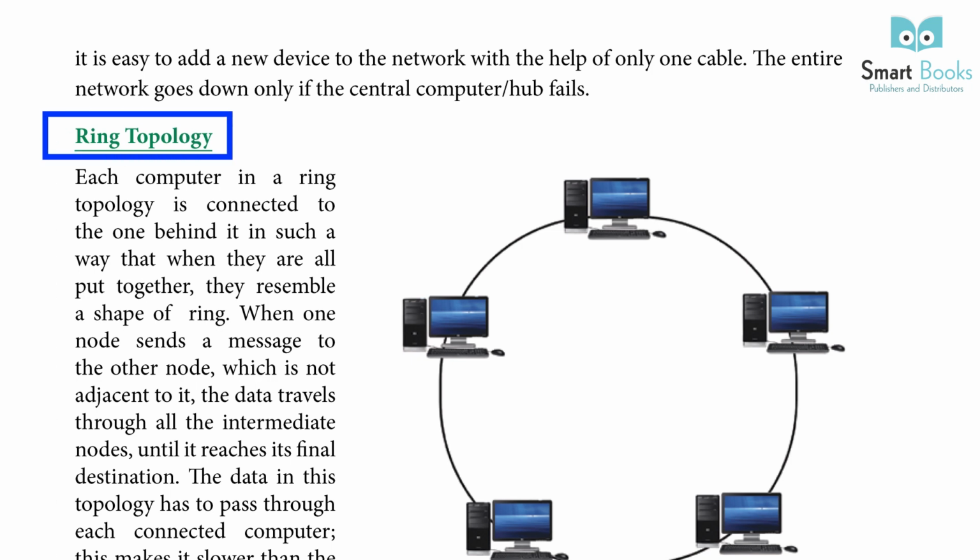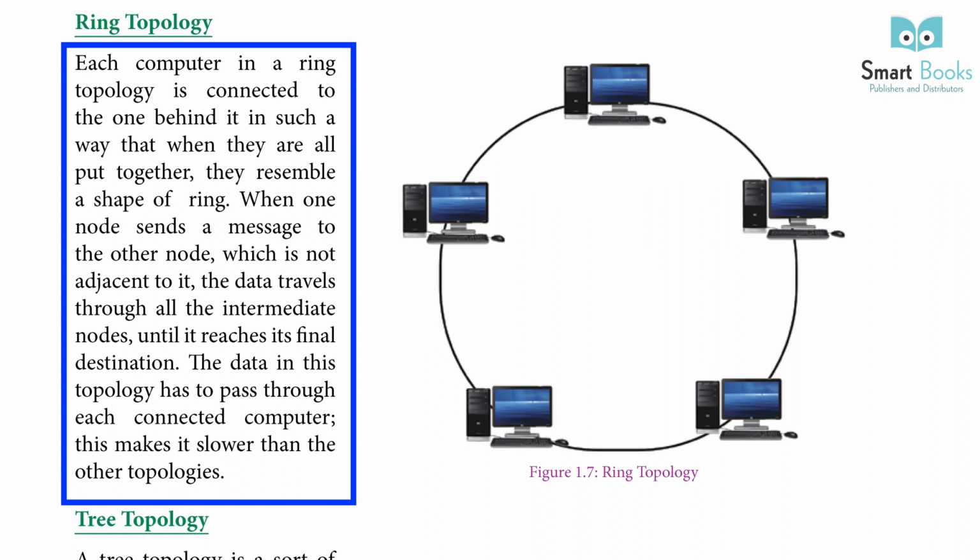Ring topology. Each computer in a ring topology is connected to the one behind it in such a way that when they are all put together, they resemble the shape of a ring. When one node sends a message to another node which is not adjacent to it, the data travels through all the intermediate nodes until it reaches its final destination. The data in this topology has to pass through each connected computer. This makes it slower than the other topologies.